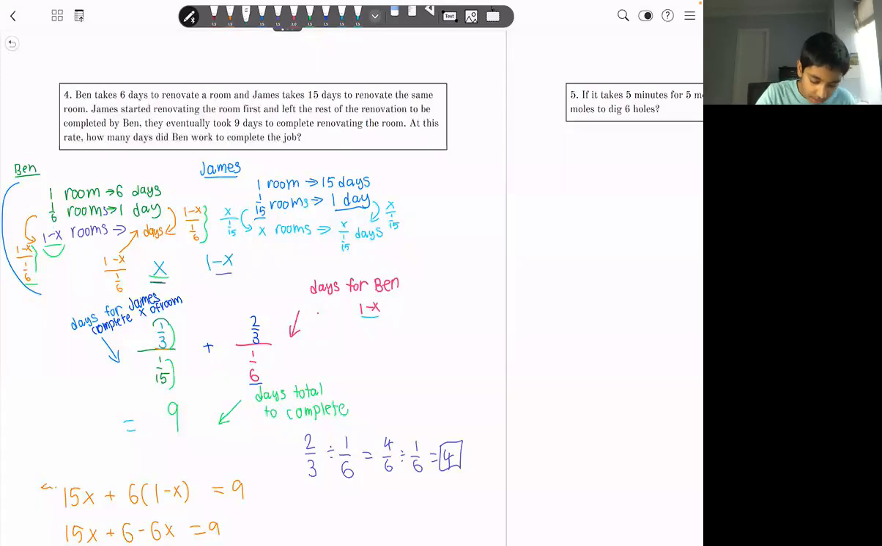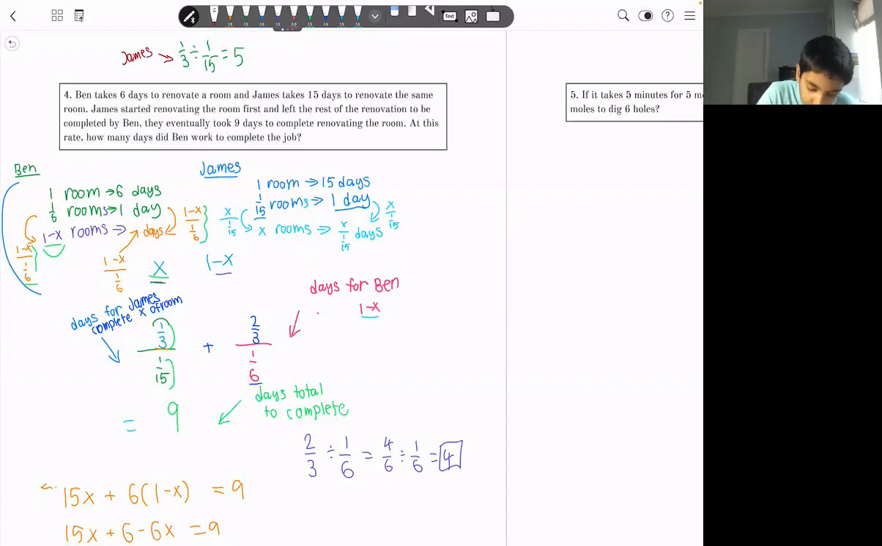Okay, so James will take 1/3 of a day, right? And we already know he's going to finish 1/3 of the room, and he's going to do 1/15th of the room in each of the days. So it's going to be 1/3 divided by 1/15, which is just 5. Now James takes 5 days, Ben takes 4 days. So now we know this is the number of days James takes.